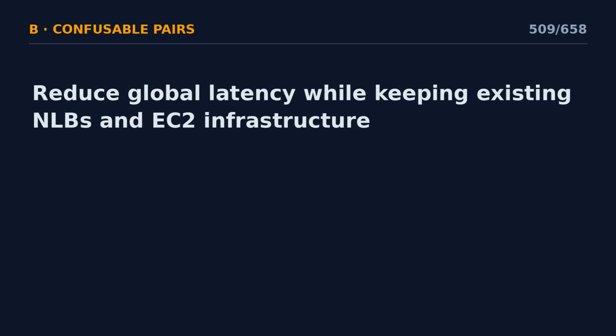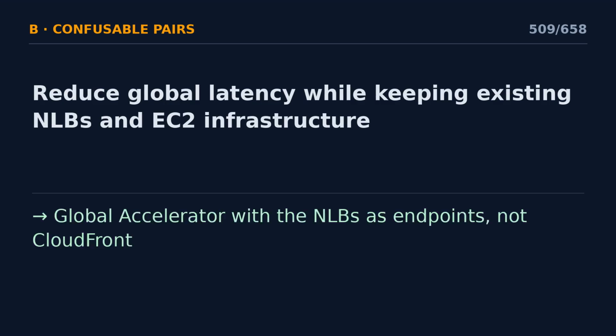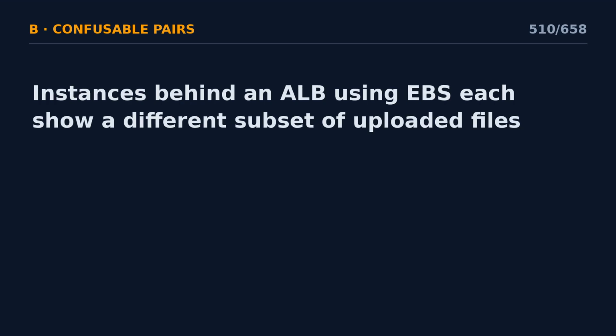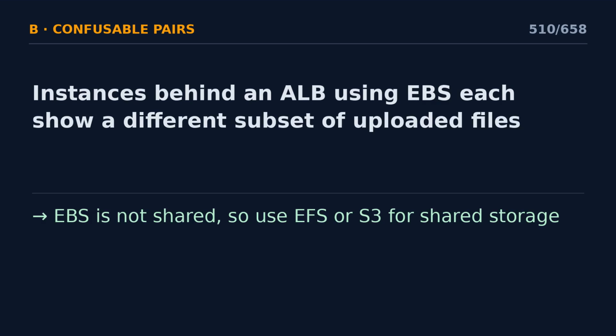Reduce global latency while keeping existing NLBs and EC2 infrastructure. Answer: Global Accelerator with the NLBs as endpoints, not CloudFront. Instances behind an ALB using EBS each show a different subset of uploaded files. Answer: EBS is not shared, so use EFS or S3 for shared storage.